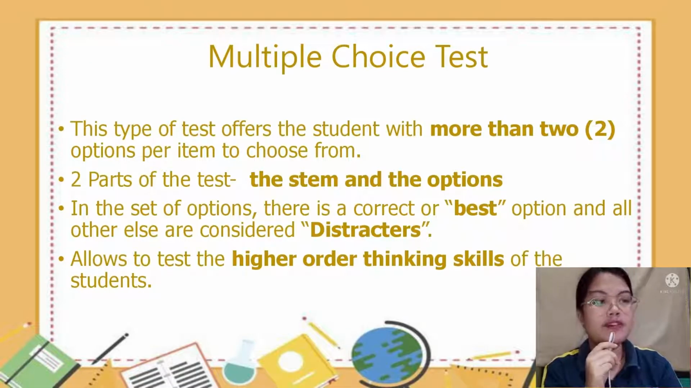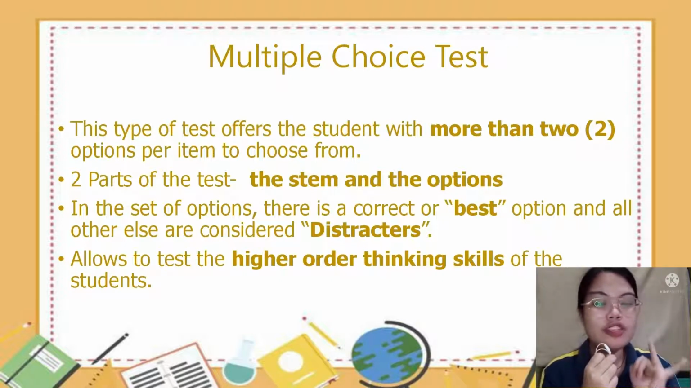A multiple choice type of test is a test that offers the students more than two options per item to choose from. So there is only a minimum of two options. There are two parts of the test, the stem and the options. The stem is the question, and the options are the possible answers and the distractors. In the set of options, there is a correct or best option and all the rest are considered distractors. So the correct answer and the distractors.